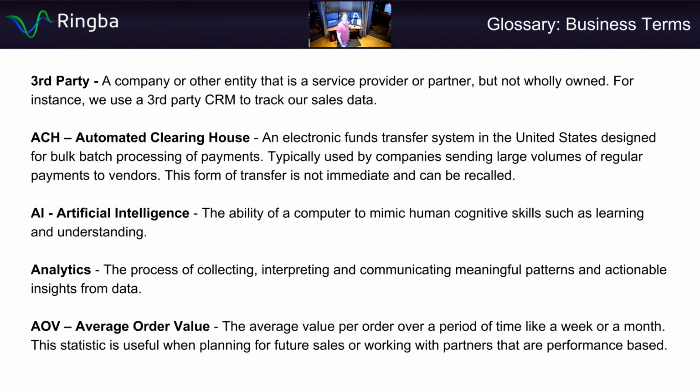Third party. A third party is a company or other entity that is a service provider or partner, but not wholly owned by yourself or whoever you're talking with. For instance, we use a third-party CRM to track our sales data. And that means that someone else makes that CRM, but we use it, so it's a third party.